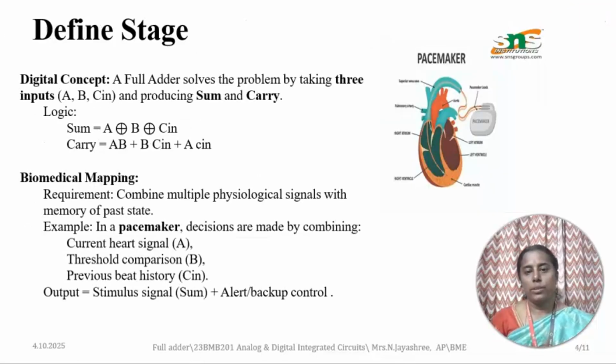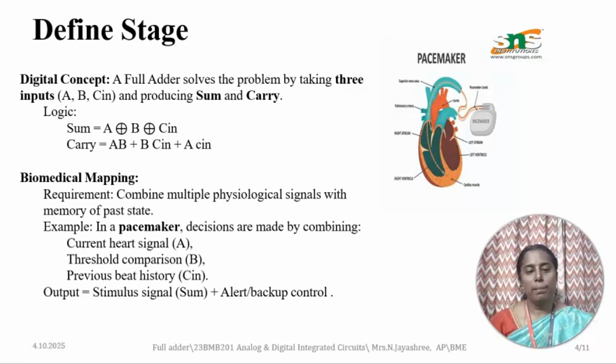The full adder solves the problem by taking three inputs and producing two outputs. The three inputs are A, B, and C in, and the outputs produced are sum and carry. Sum is equal to A plus B plus C in, whereas carry is equal to AB plus B C in plus A C in.